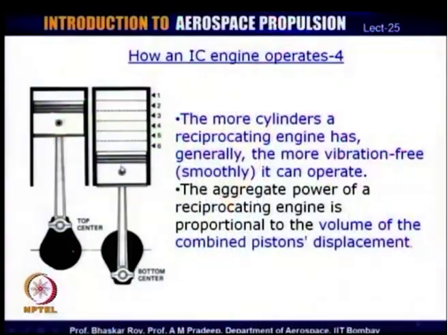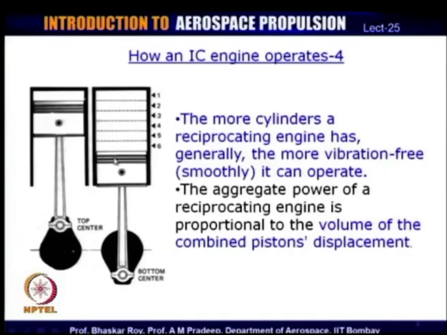So, the aggregate power of a reciprocating engine is normally given in terms of the total volume of all the pistons together, that means the displaced volume, the amount of volume that is created between the top dead center and the bottom dead center. This motion is what the piston is executing every time it moves from one end to another, and this is what we call the displaced volume.